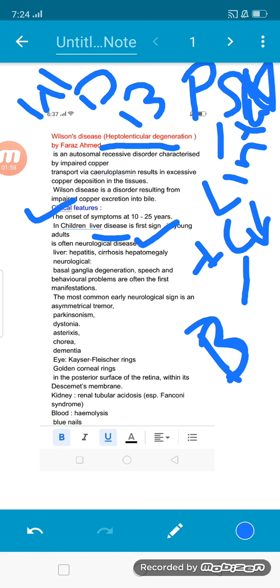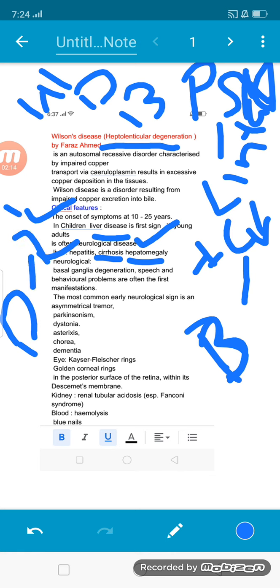In the liver, when copper accumulates, it causes hepatitis, cirrhosis, and hepatomegaly. But in the CNS, when it deposits in the putamen, it tends to cause a tremor. When it deposits in the subthalamic area, it causes hemiballismus. Once it accumulates in the cerebral cortex, it causes dementia. And once it accumulates in the basal ganglia, it causes Parkinsonism.